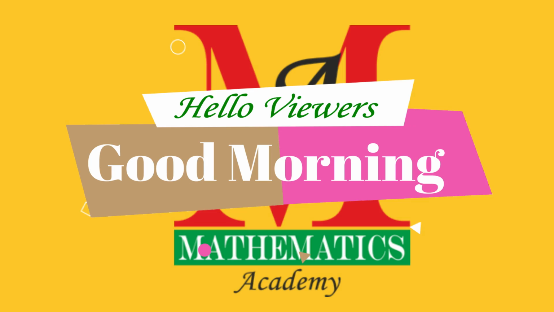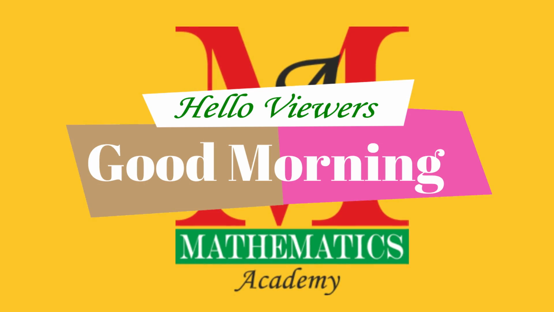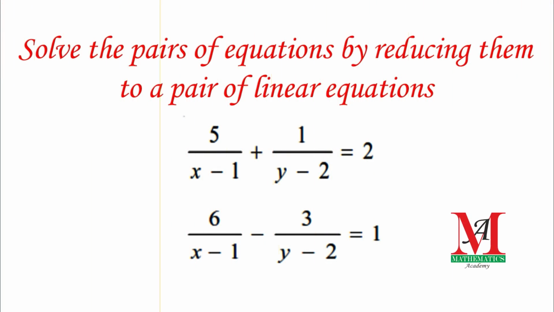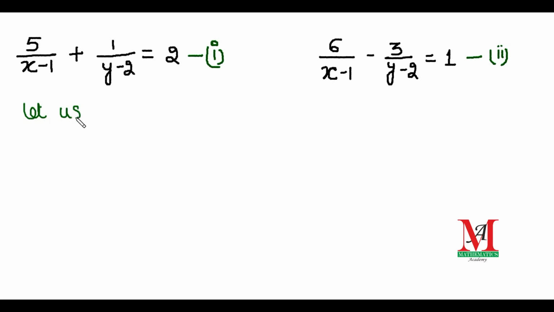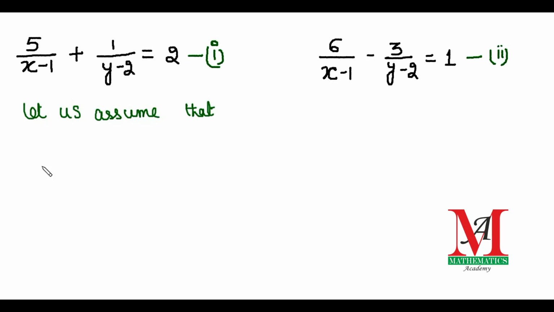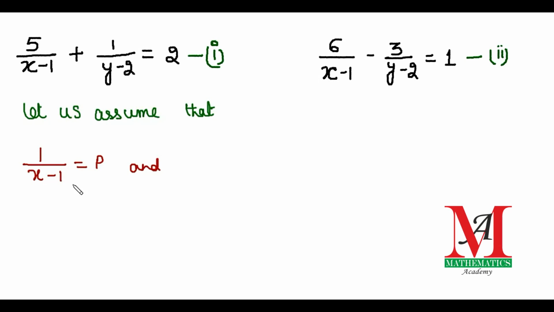I am Prashant Jain here with the solution of the amazing question, and the question is on your screen. Here you see that in these equations the variables x and y, with the difference of some numbers, are in the denominator. In order to solve such conditions, we need certain assumptions, and the assumptions are as follows: 1 upon x minus 1 as p and 1 upon y minus 2 as q. Now we have the two equations.